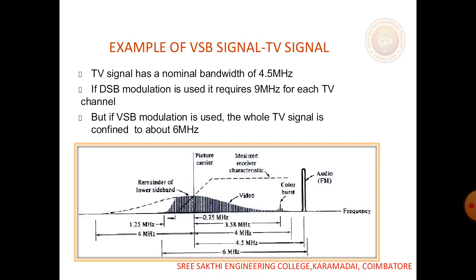Here it is given clearly. They have taken a TV signal as the example. In this you can see the picture carrier as the carrier signal. The remainder of the lower sideband is your vestigial part. The idealized receiver characteristics will consist of only one sideband, whereas the remainder of the lower sideband is the vestigial part of the other sideband.